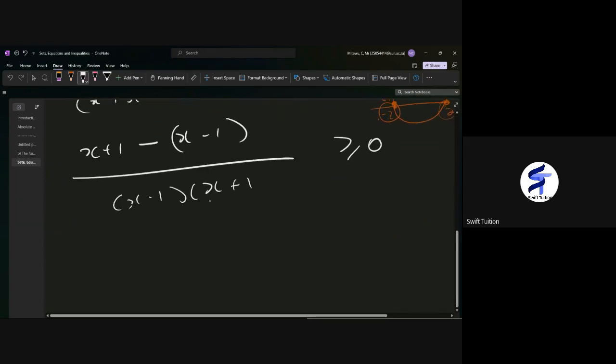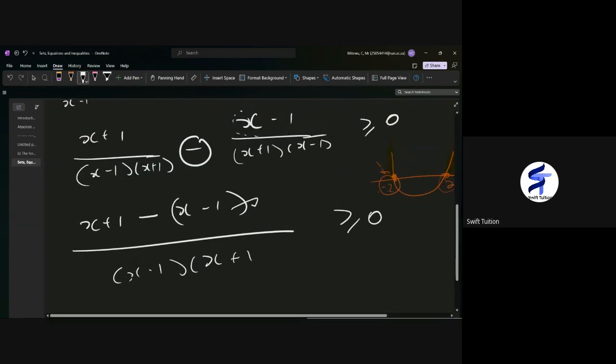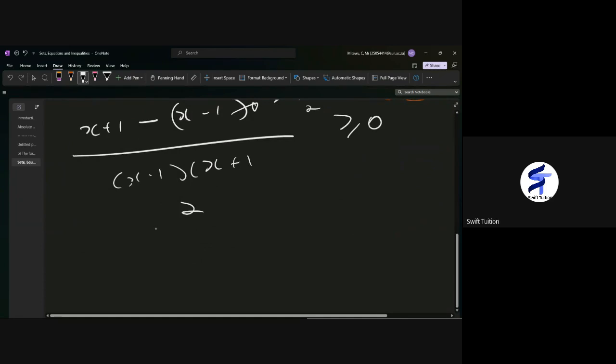Okay, and now I'm just going to write it above here so we can see what's happening. This is going to be x plus 1 minus x plus 1. You'll notice that the x's cancel out with each other, and then we're just left with 1 plus 1. That's going to be equal to 2. In other words, we have 2 over x minus 1, x plus 1 is greater than or equal to 0.